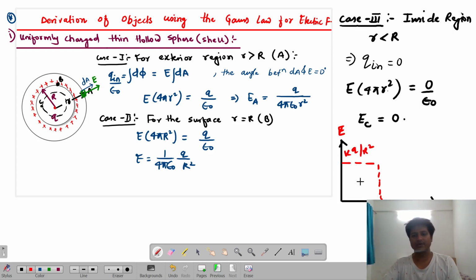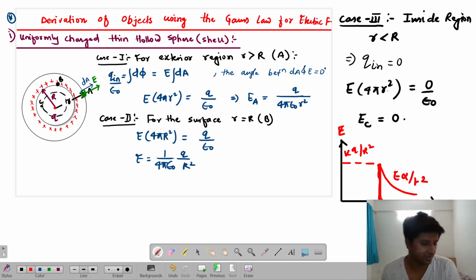And then that electric field starts to decrease. It is drawn this way. And then the electric field keeps decreasing for the outside region. So this is the diagram for the variation of electric field for the hollow sphere. Is that clear? Are you able to get me?